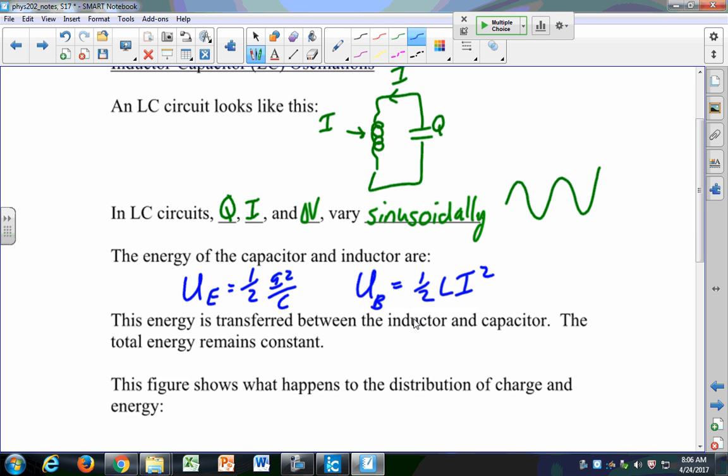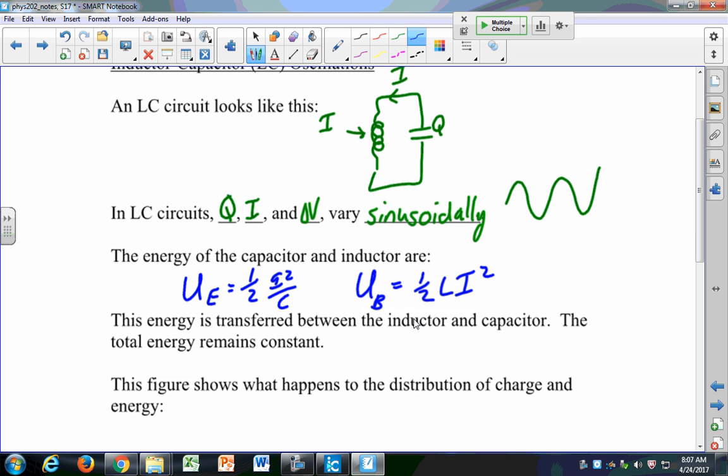What is the charge on the capacitor when the current is at its maximum? It's also zero, because you can think about all those charges being out moving around in the circuit, and there are no charges on the capacitor, so that means I have maximum current.